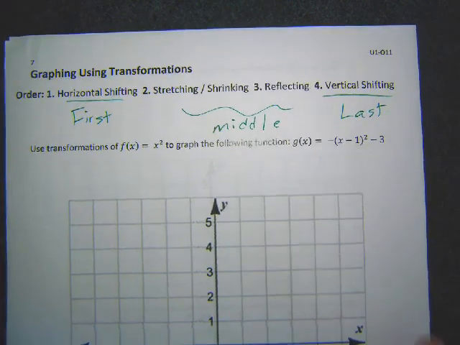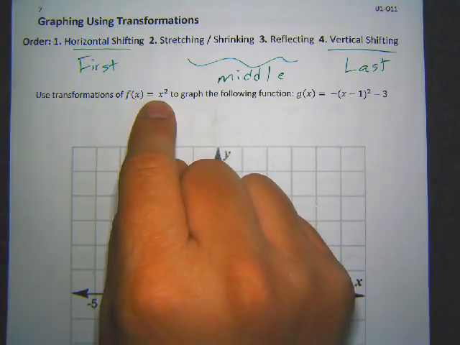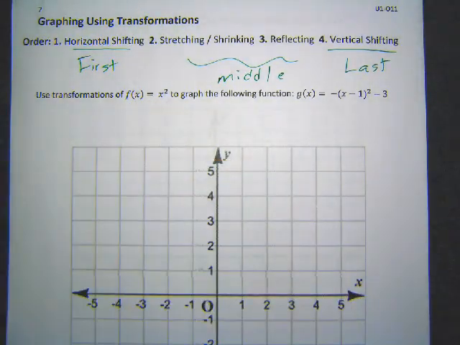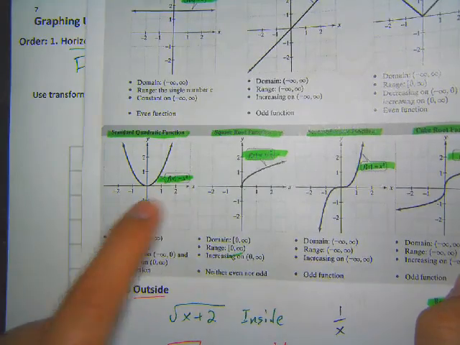Okay, so let's try some where they're mixed together. Let's do a problem where we have all of them. So they start off with the original graph being just the x squared graph. So that's just their way of telling us what this originally looked like. What did this look like? Well, it looked like that, because that's what the x squared graph looks like. So originally this is the shape it was.